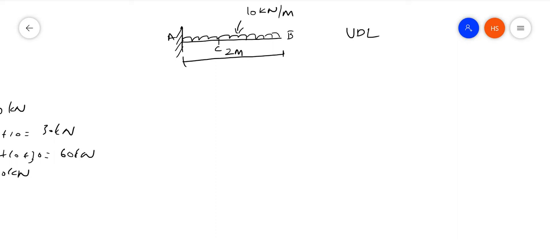Now first of all I have to find out the shear force. Shear force at B: I am starting from this end. Here it is kilonewton per meter. For a UDL, how can we find out the load? The load will be the distance into that value. At this point, the length will be 0. The load will be 10 kilonewton per meter into length 0. Therefore, shear force is 0.